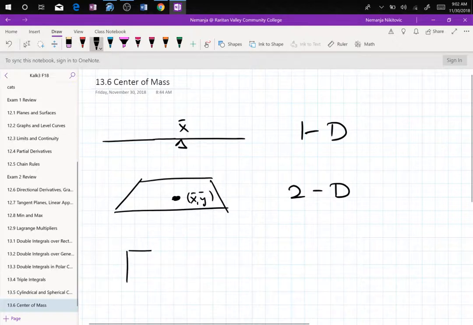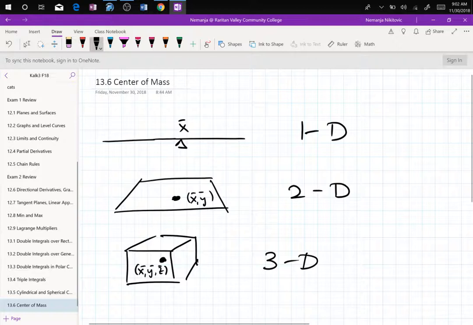And now I have a three-dimensional object. So somewhere inside there will be x bar, y bar, z bar, and that will be 3D. So we are looking for a point that will balance the object, whether it's 1D, 2D, or 3D. And for mechanical engineers, people who are designing the cars, airplanes, and everything else, this is essential. You absolutely have to know how to find center of mass.